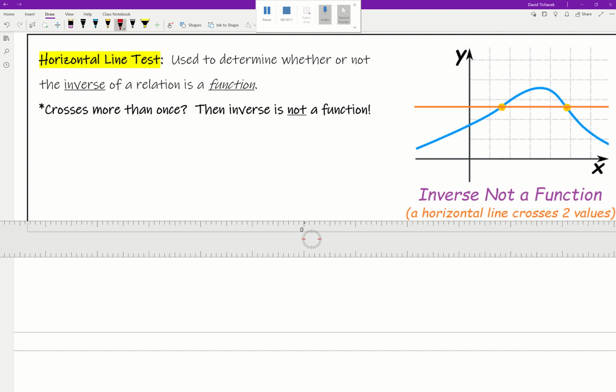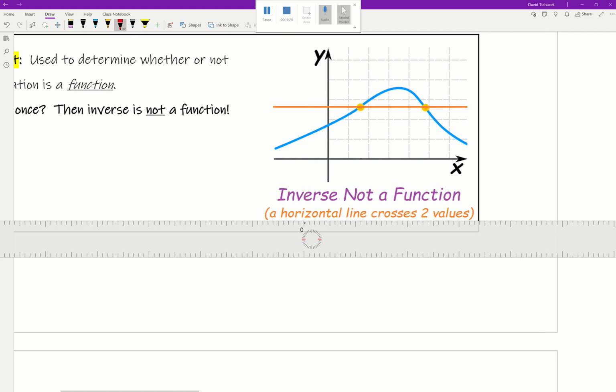There are some functions out there where the inverse does not exist for a given function, and this is the way that you'll check to see if that's the case. It says right here in bold, does it cross more than once? Then that means the inverse does not exist. The inverse is not a function. And so this would be an example of that, right?